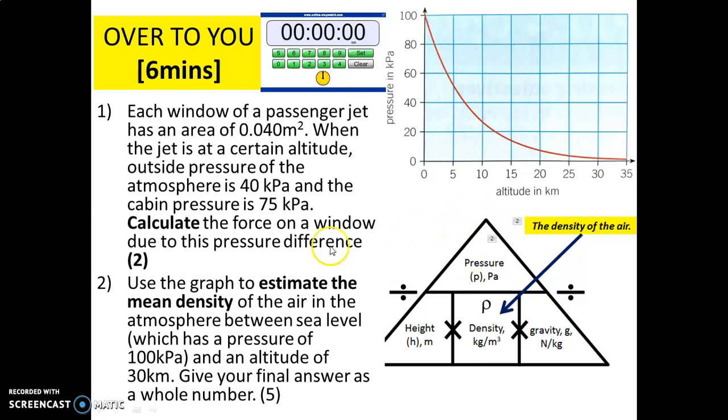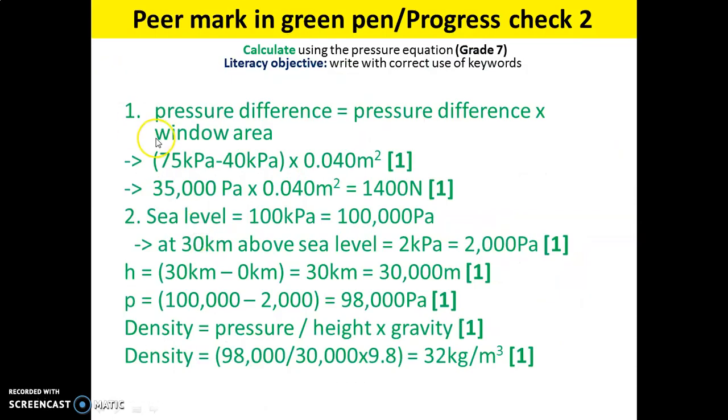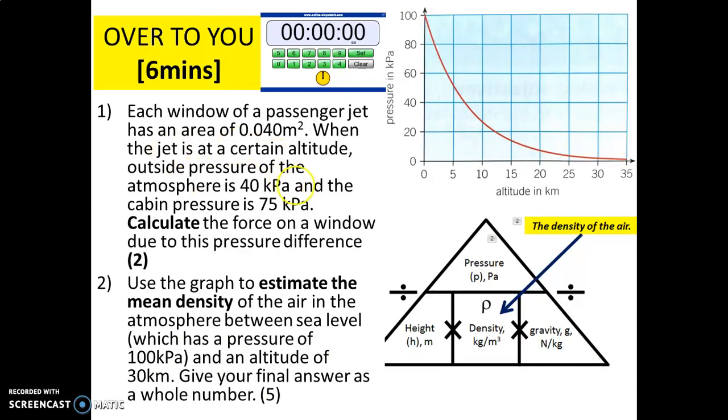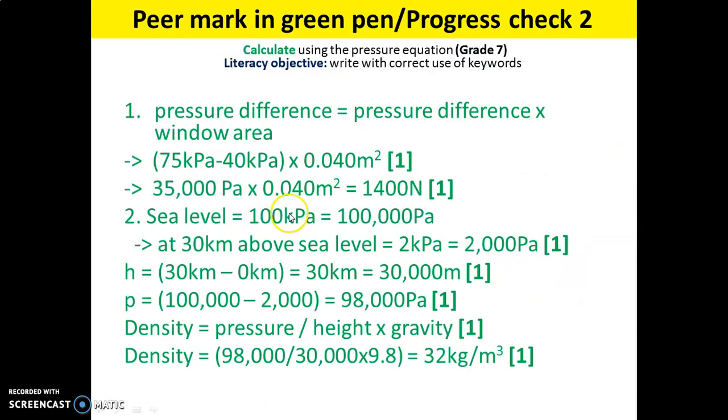Okay, so now let's go through the answers together. So question 1. Remember, pressure difference equals pressure difference times the window area. So in this case, we need to work out the difference in the pressures that we are given. We're given 2 values, 40 and 75. So I will do 75 minus 40 multiplied by 0.04 meters squared. That's for 1 mark.